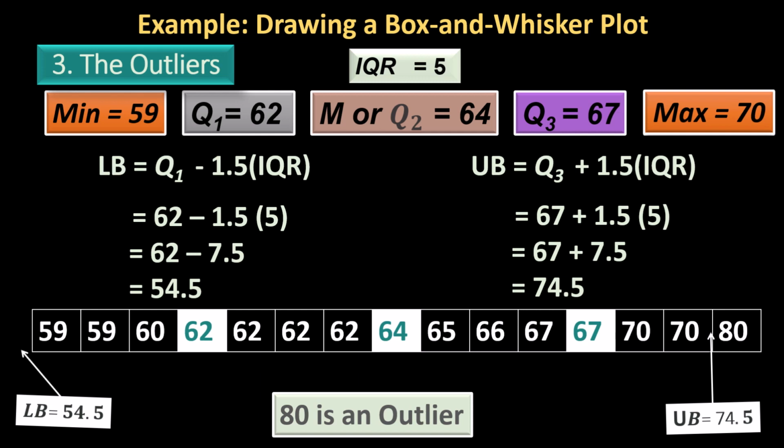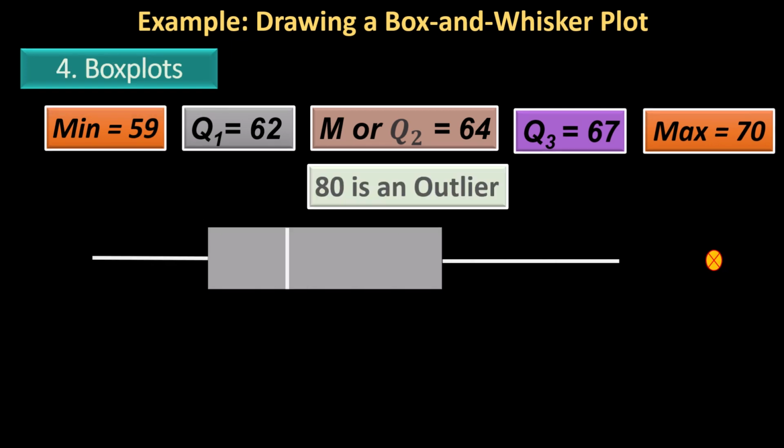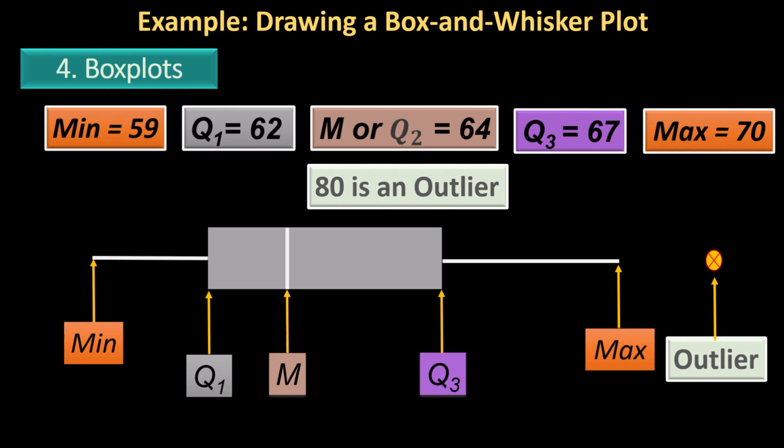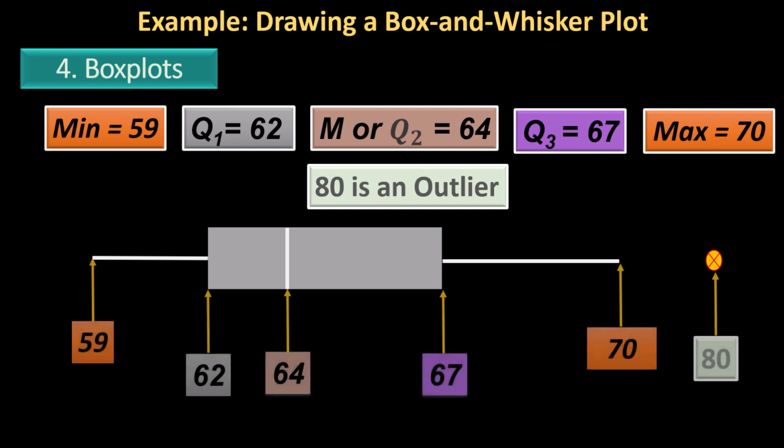Once you come to this point, you can draw the box plot. You know this is the shape of the box plot, right? So how do we put the numbers on this? You know the minimum, Q1, median or Q2, Q3, maximum. So now we know the numbers. So this is the box plot for this example.